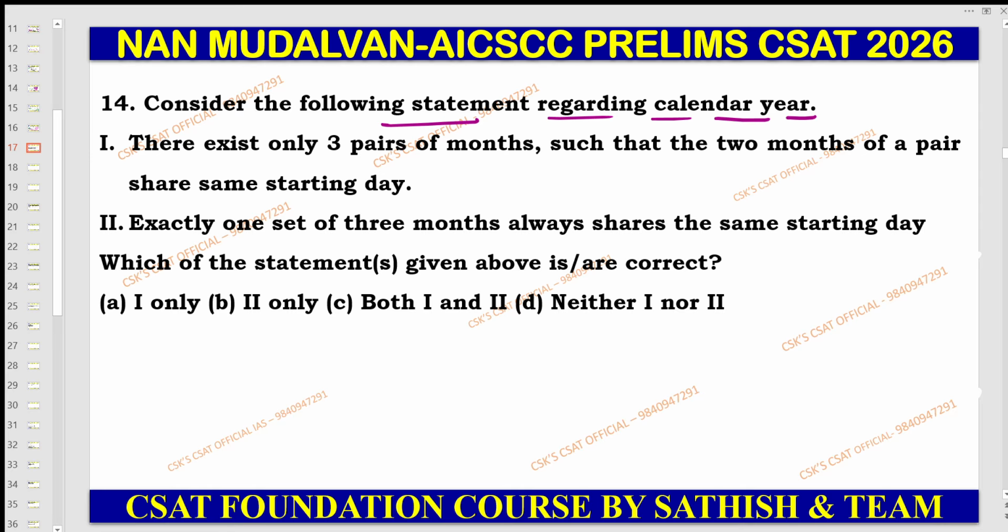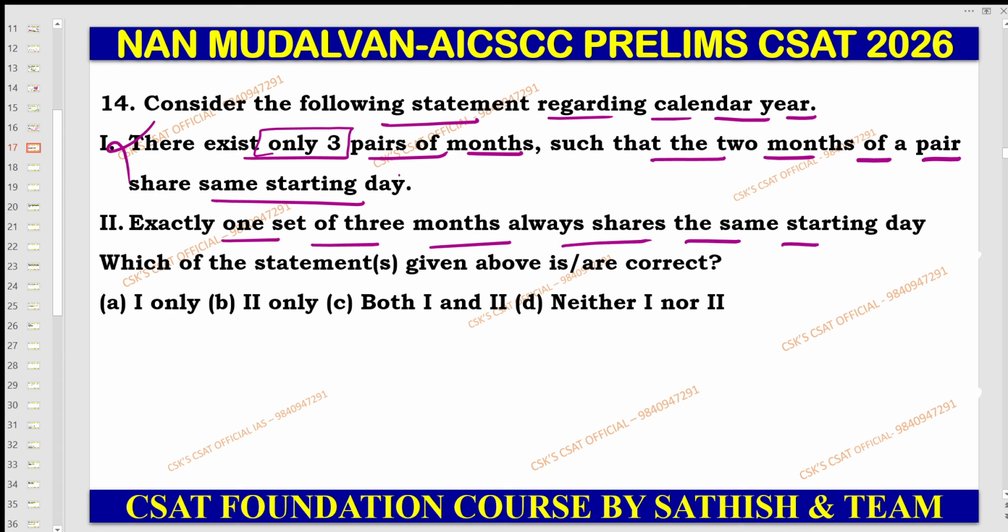What is the first option? Whether the first one is right? There exist only 3 pairs of months, such that the 2 months of a pair share the same starting day. If the question is there exist 3 pairs of such months, that is right. Here the word only makes it wrong. Even February, March and then March, November like that. So therefore this is wrong. Please go through the notes elaborately provided. Exactly one set of 3 months always share the same starting day. Yes, one set. Correct. So B is the correct one.